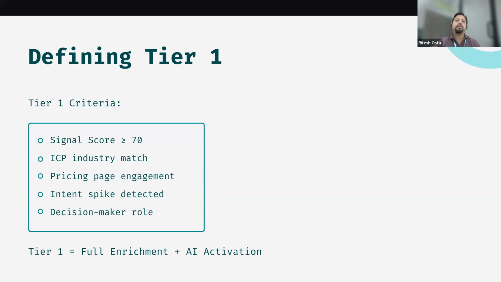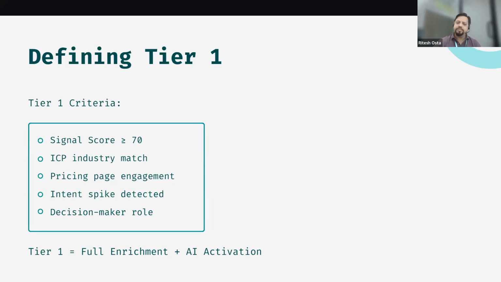If it matches the ICP, that means it belongs to the tier. And then there are other signals like pricing page intent spike, detected decision maker role, and all of that. You can add more and more on that. So you need to put up the criteria first. So for tier one, these are my criteria. If you're a SaaS company or product company, you know how important pricing page engagement is. If somebody comes, engages with your pricing page, leaves, and that person matches the ICP, the signal score is greater than 70, the intent spike is there, the decision maker role is there, good. Push that into tier one. I'm just giving you an example.